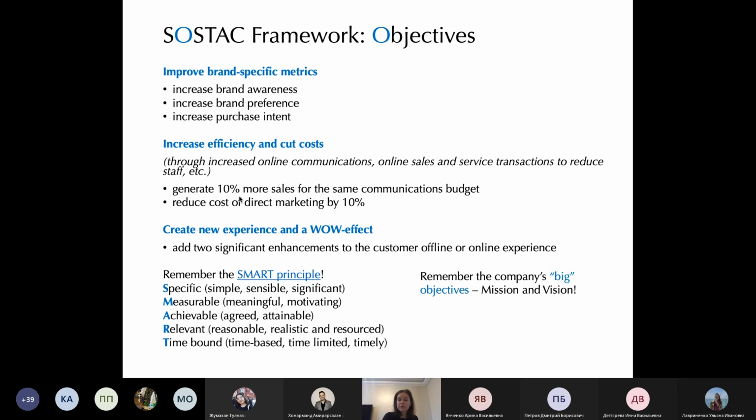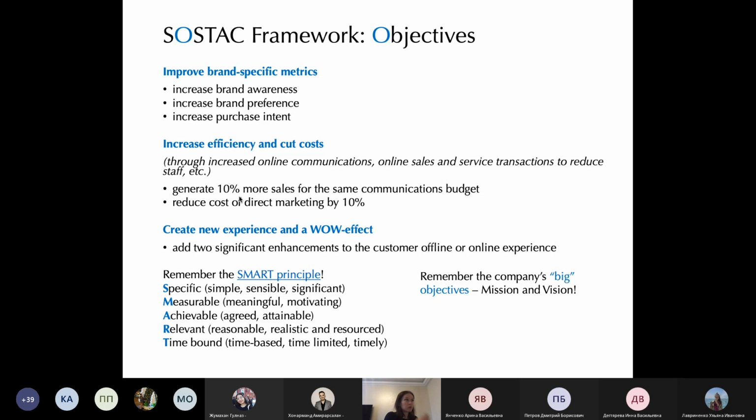So everything should be done at the right time. And finally, do not forget about the big objectives, what we call mission and vision. Everything should be very logical, very well connected to each other, each step of your project. As a company, maybe you should start with formulating your mission and vision, and then those objectives that you set forward for a shorter period of time should correspond to the mission and vision of your company.